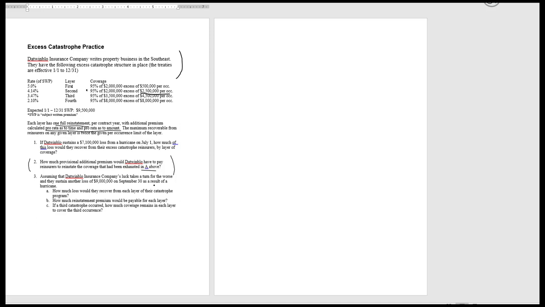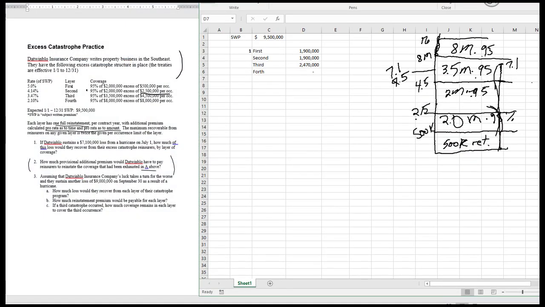What pro rata as to time and amount means is that the cedent is charged the same premium as they were charged initially, but it'll be prorated for the amount of time that remains on the contract and the amount of the layer that was used. Or in other words, the percent of time left in the year and the percent of the layer that was used to reinstate only that portion of the layer. So let's go back to our problem.